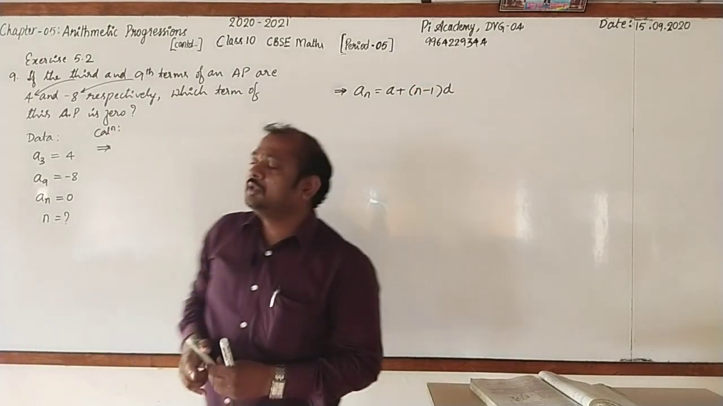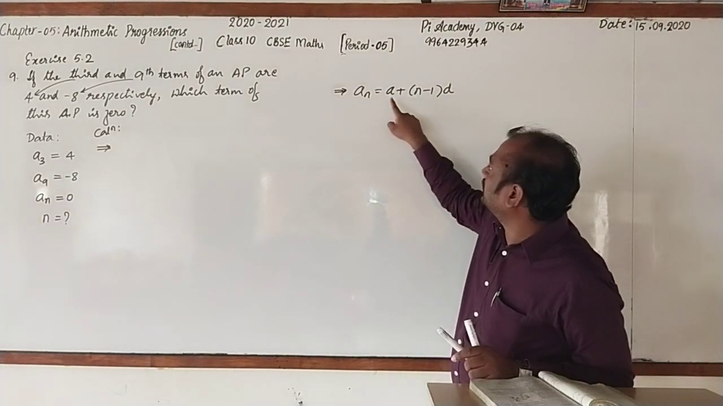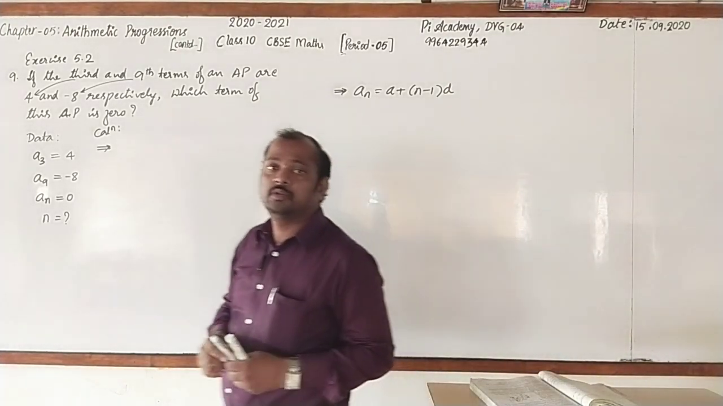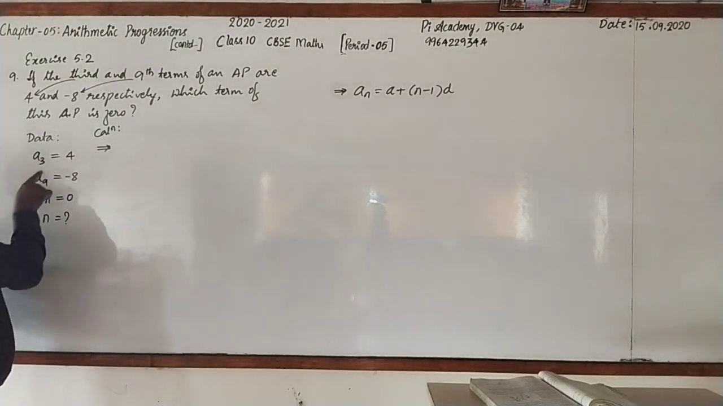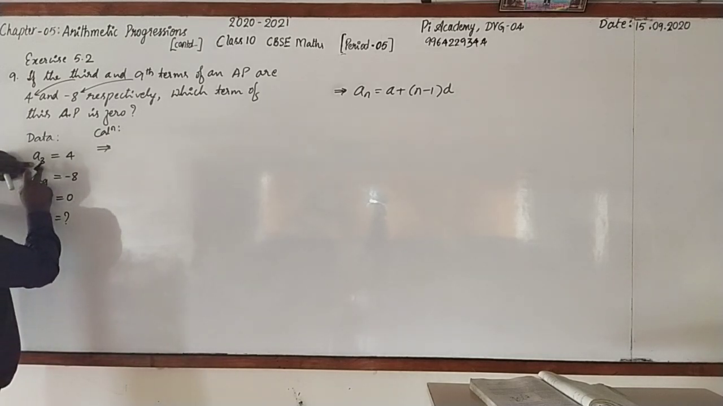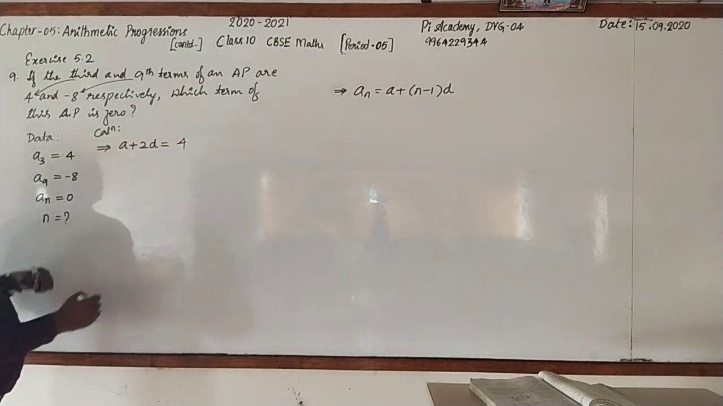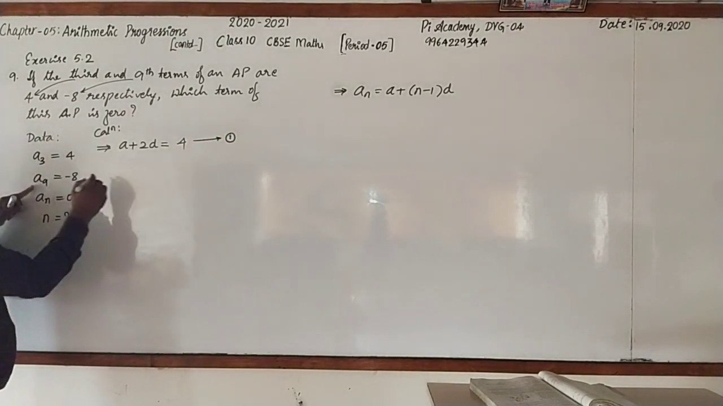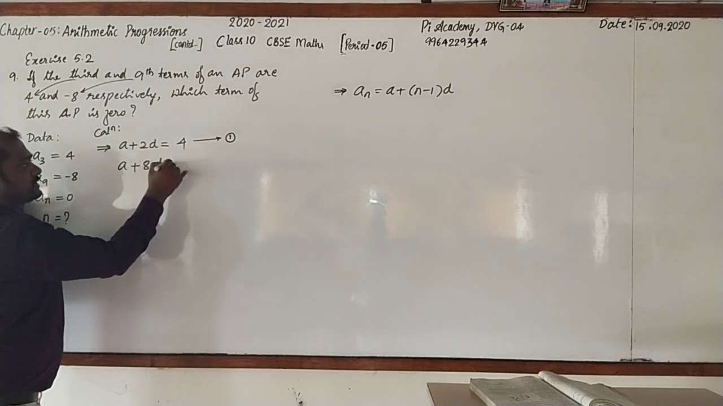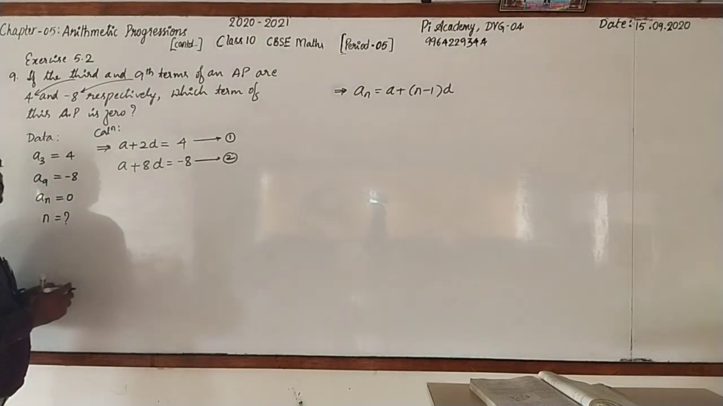Right? Here we know an. We have to find out n. But a and d both are unknown. How do you find out a and d? Yes, you are right. By using these two terms, the third term and ninth term. Here I will write. How do you write the third term? Yes, it is a plus 2d. How much is it? This is 4. You may call it equation 1. Then the ninth term, it is a plus 8d is equal to minus 8. Call it equation 2.